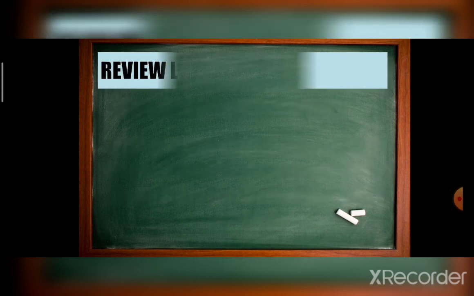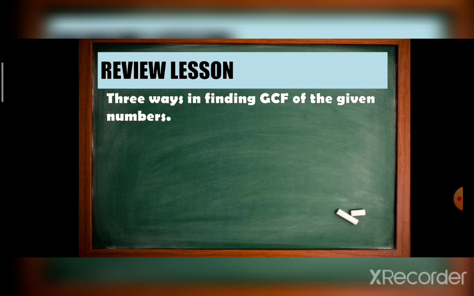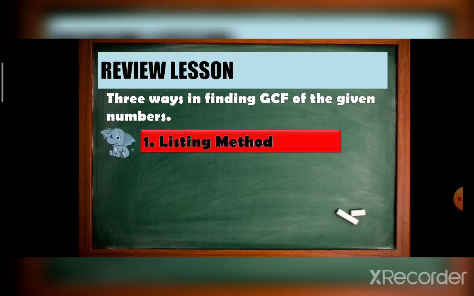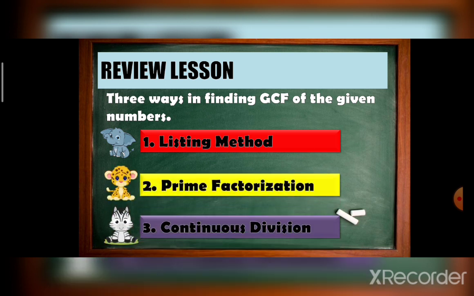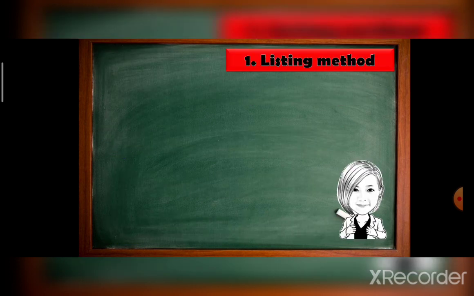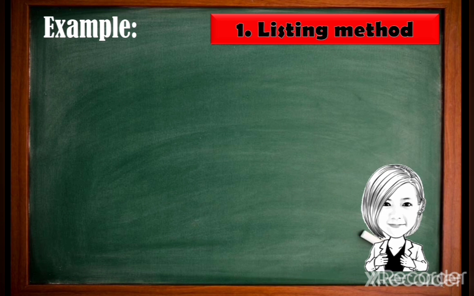Okay, so reviewin muna natin kung ano ba yung mga paraan na ginagamit natin sa pagkuha ng GCF. At meron tayong tatlong paraan na gagamitin. Yung una, tinatawag natin siyang listing method. Pangalawa, yung prime factorization. At yung pangatlo ay continuous division. So, unahin natin ang listing method. Listing method. Magbigay tayo ng halimbawa.